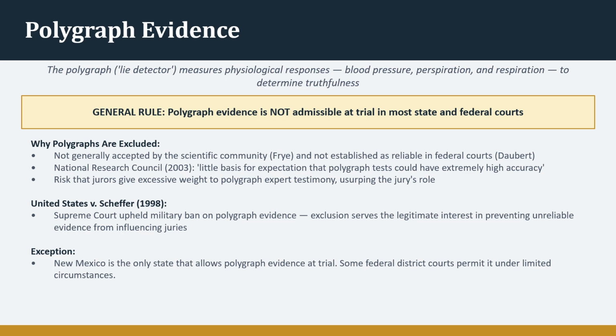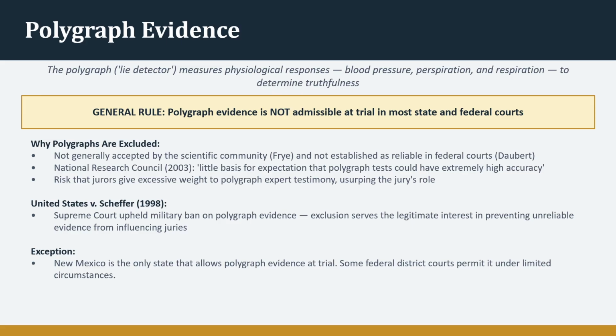Justice Thomas, writing for the majority, identified two primary justifications for the exclusion. First, keeping unreliable scientific evidence away from juries is a legitimate governmental interest, and the polygraph's reliability remains seriously in doubt. Second, allowing juries to hear polygraph evidence would create a real risk that they would give undue weight to the examiner's opinion, essentially treating the lie detector as a substitute for their own evaluation of the evidence. The jury's role as the ultimate fact finder in a criminal case is foundational, and evidence that tends to usurp that role is appropriately excluded.